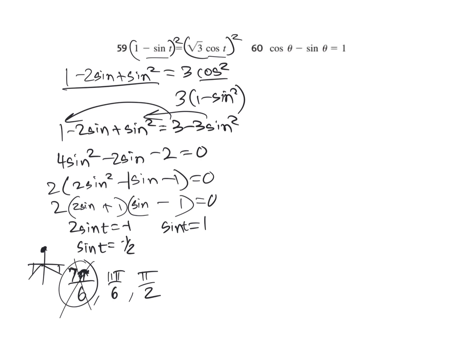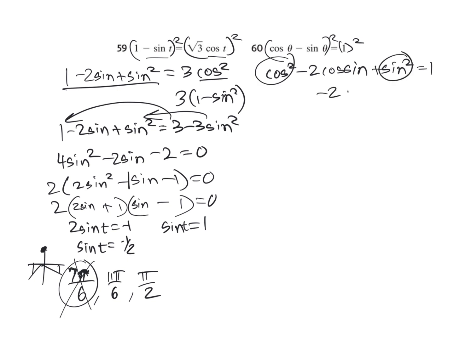So cosine theta minus sine of theta equals 1. If we square both sides, that might be a possibility. So let's see what we get if we square both sides here. So that'll be cosine squared minus 2 cosine sine plus sine squared equals 1. That's fine, except that's going to be 1. And then we're left with 2 cosine sine. Subtract the 1, you get 0. Okay, so it's not going to work exactly the way we want it.